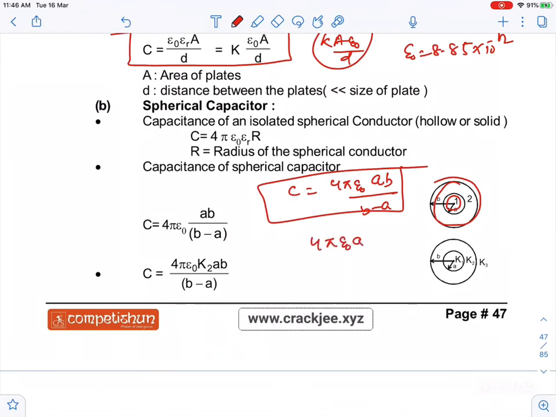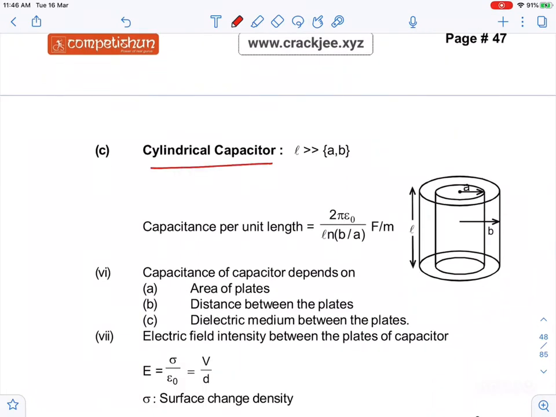If you are taking an isolated spherical capacitor, one plate is at infinity, so this becomes 4 pi epsilon naught a. The capacitance reduces to this value. Again, on introducing a dielectric, they are multiplied by K times. And last is the cylindrical capacitor.